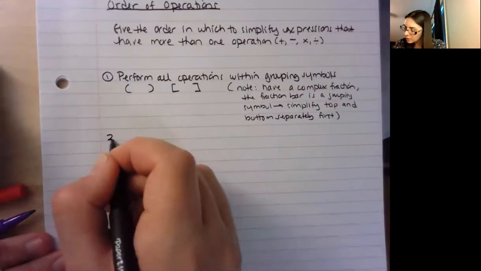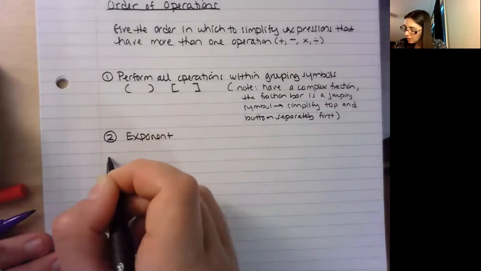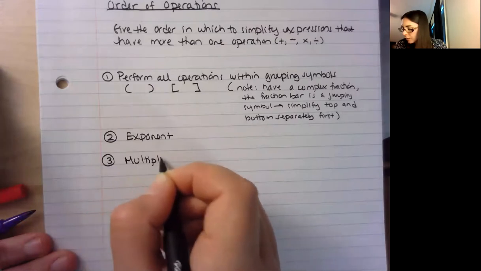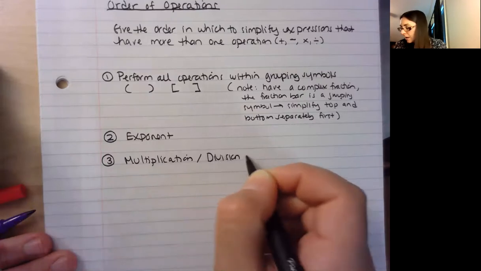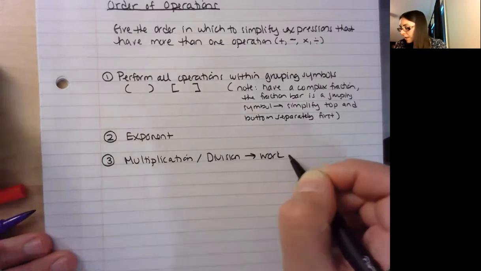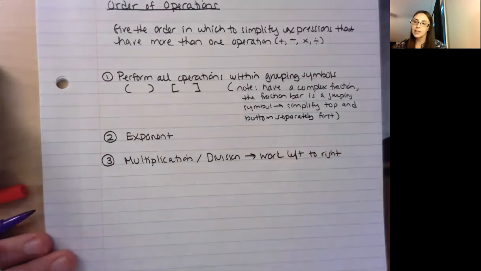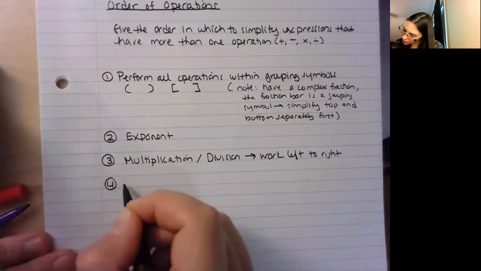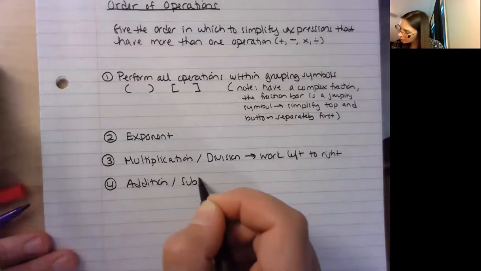After you do your grouping symbols, you do the exponents next. Third, you simplify your multiplication and your division. And the key thing here is that you have to work left to right. So you do whatever comes first. Multiplying does not come before division. It's whatever comes first in the problem. They're equals. And then the last thing you're going to do is your addition and subtraction.